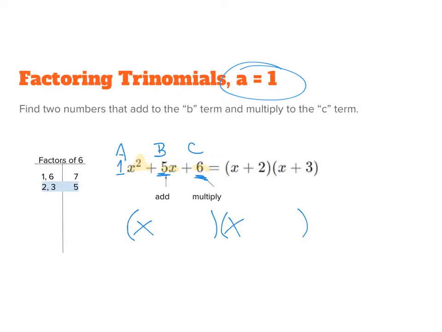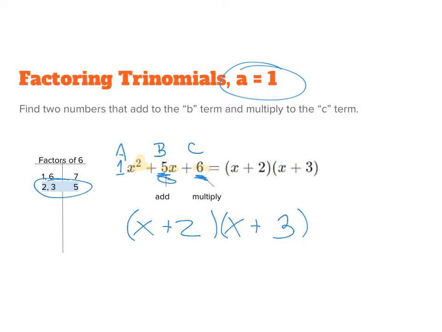So now I want to look, out of those combinations, which combination of numbers adds up to 5, or my B term here? And that would be 2 and 3. So I'd have x plus 2 and x plus 3. Now I have these in 2 sets of parentheses right next to each other. There's nothing in between, so that means they're being multiplied together. So this is the factored form.